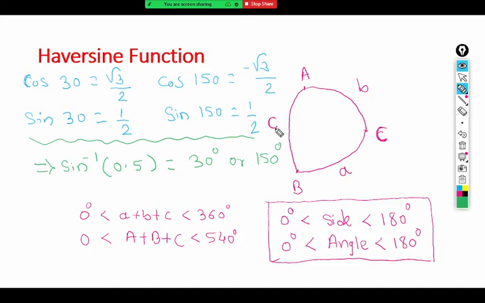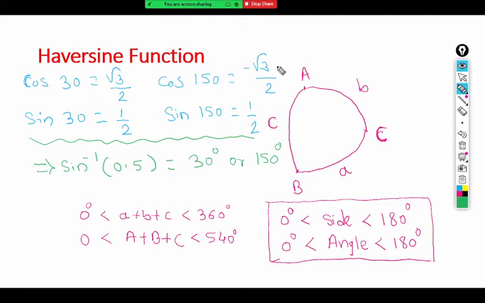This ambiguity is not there with the cosine function. Is it clear? Cos 60 is 0.5, and cos 120 is minus 0.5, so cosine has that sign difference. When we take cos inverse of root 3 by 2, we have only 30 degree as the answer. We cannot say whether it is 30 or 150. We don't have any problem there.